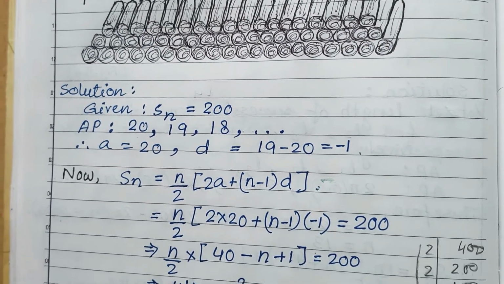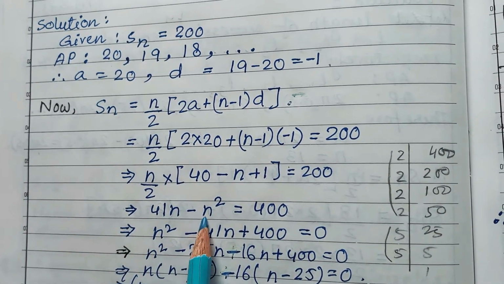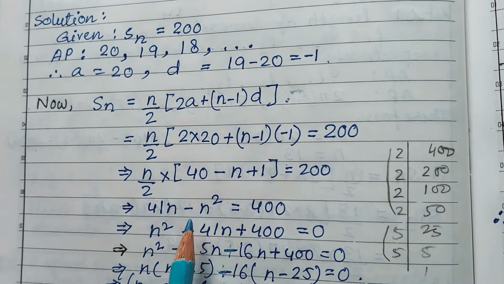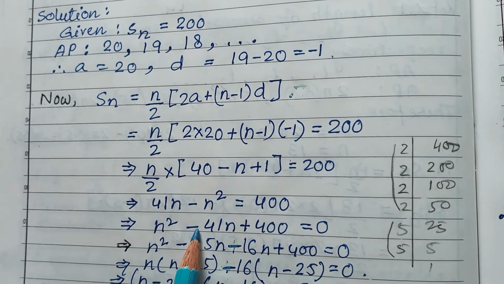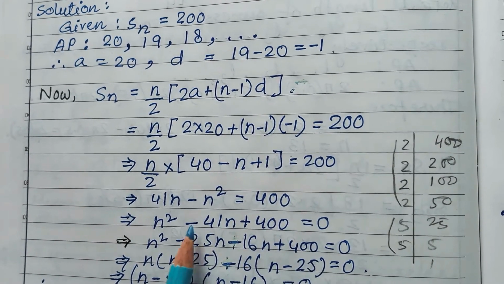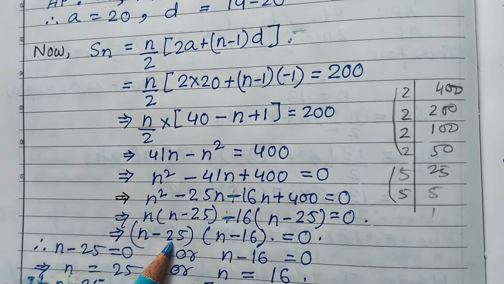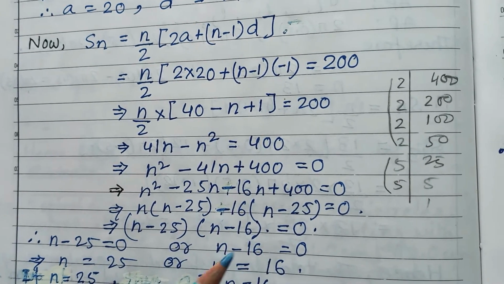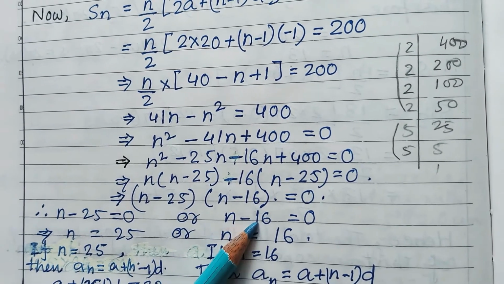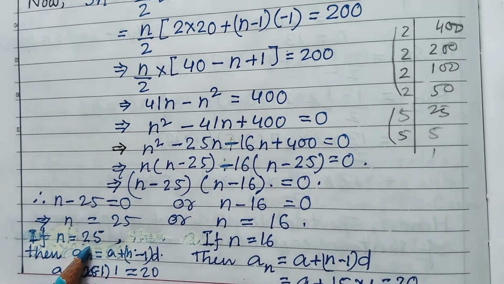Again substitute these values. Now it is coming as a quadratic equation, 41n minus n square is equal to 400. If you take the minus sign common, it is n square minus 41n plus 400 equal to 0. Now factorize this by middle term splitting. These two factors, n minus 25 and n minus 16, is equal to 0. When n minus 25 is equal to 0, n equals 25, and if n minus 16 is equal to 0, n is equal to 16.